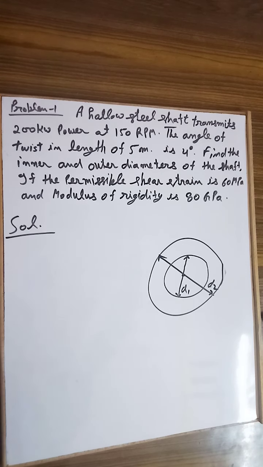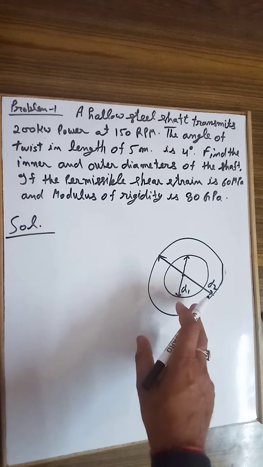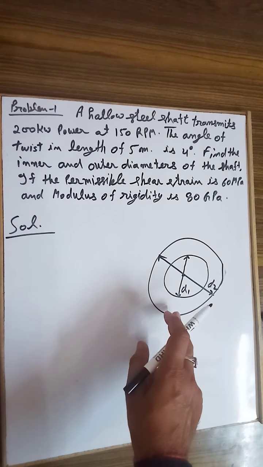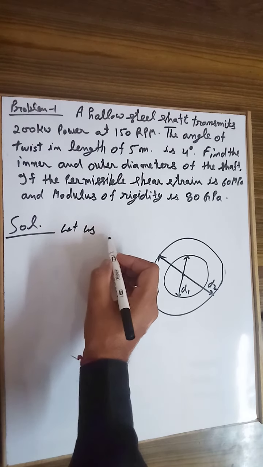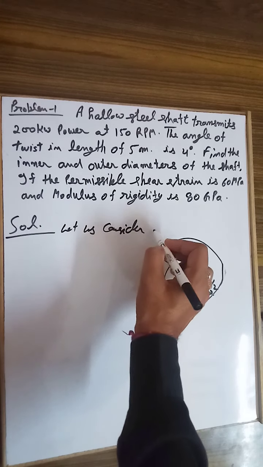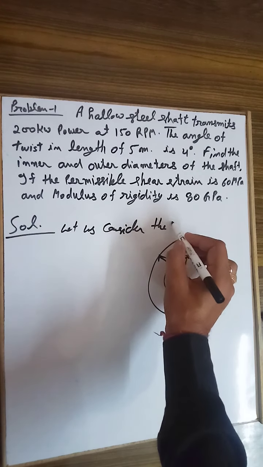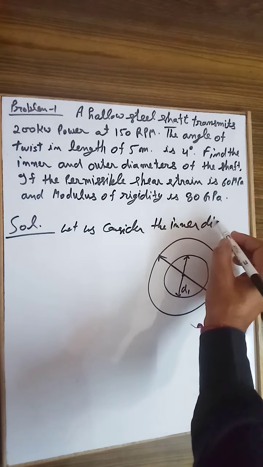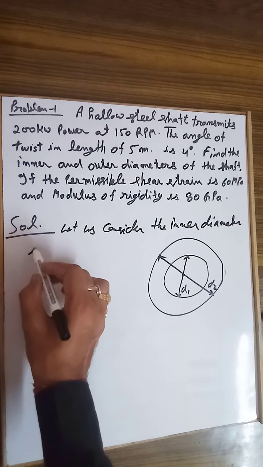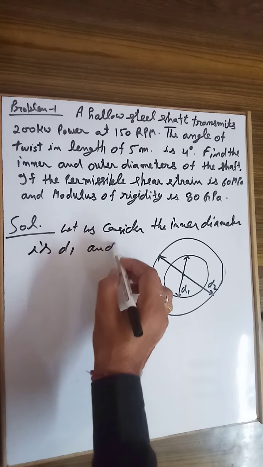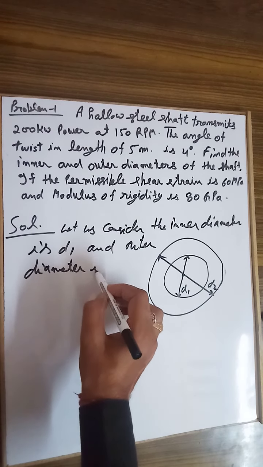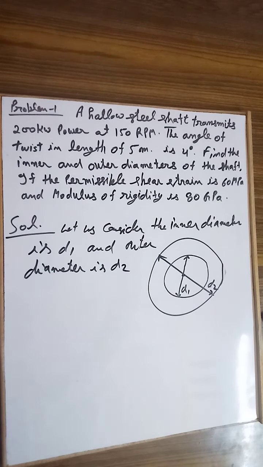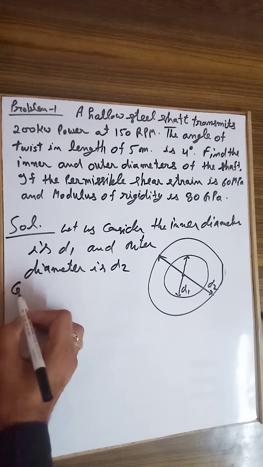Okay, so we have considered the diameter of the hollow shaft: let us consider the inner diameter is d1 and the outer diameter is d2. So what are the values given in the question, what is given, that also we will need to write here.